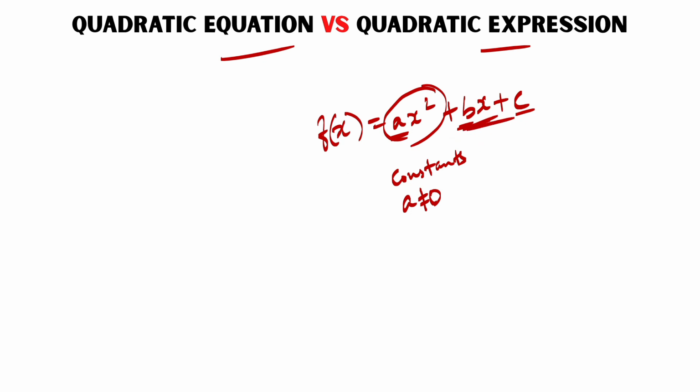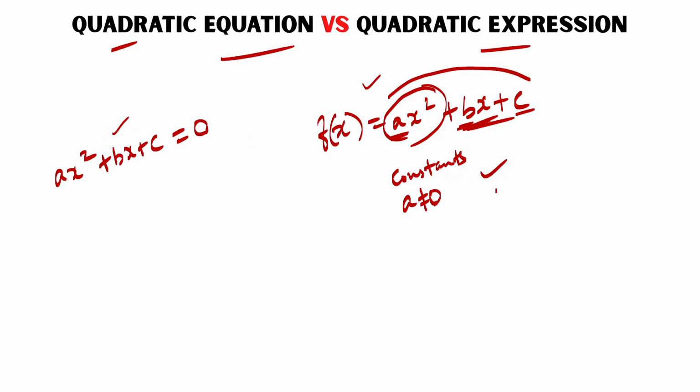And coming to the quadratic equation, if we equate this expression, which is ax² + bx + c, with 0, this will become a quadratic equation, not an expression. But what is the real difference? Here we are not equating this with 0, here we are equating this with 0. And one more thing is, we do not have roots in a quadratic expression. We have roots only for a quadratic equation.